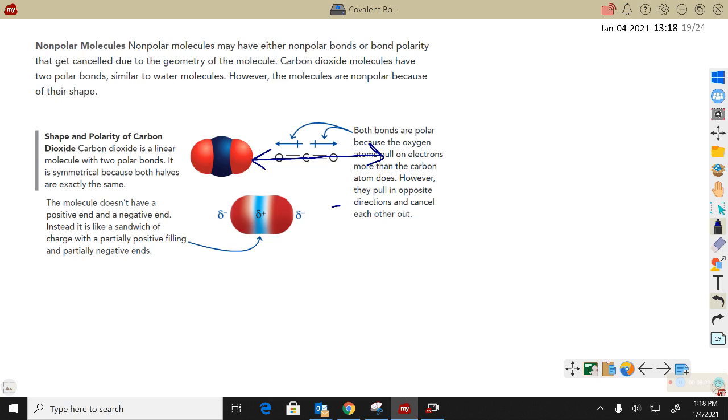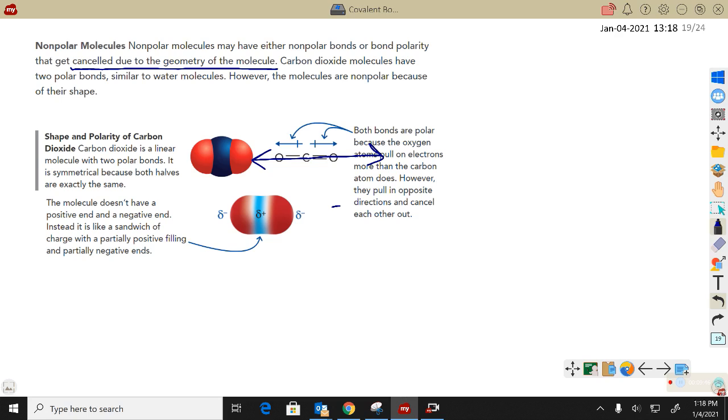So picture this in your mind. Does the flag move? If I've got two people pulling opposite directions with the exact same force, the flag doesn't move, right? The flag doesn't move at all. And so even though each individual bond is polar, they're arranged in a way so that they cancel each other out due to the geometry, due to the bond angles. They're at equal angles around the center atom. So they kind of cancel each other out. And the molecule really does not have a substantial region of charge.